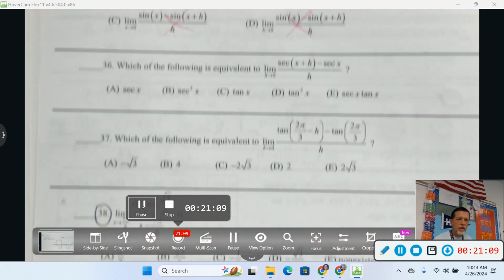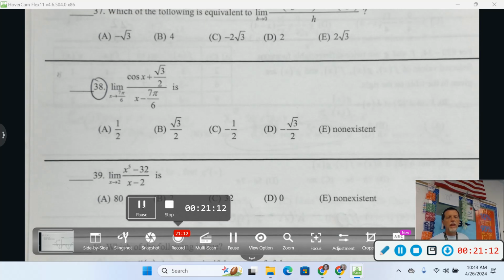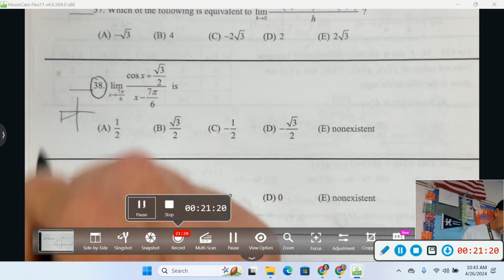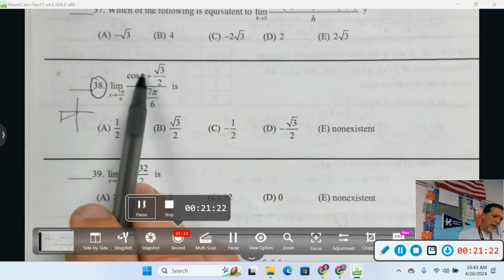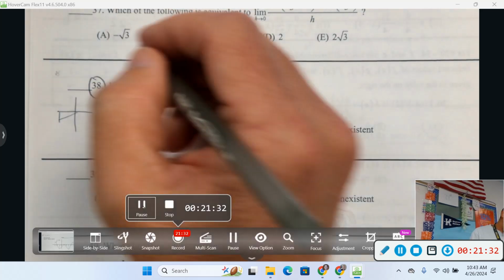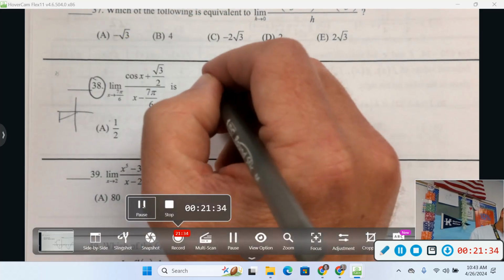38. Ooh, that looks yuck. I'm guessing if I plug in 7 pi over 6, I get 0 over 0. Yeah, because that would be negative root 3 over 2. And I can't really work that as a limit problem. So instead, what I'm hoping is this is more of a derivative type problem.